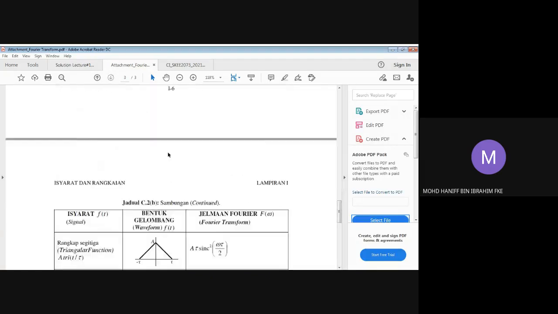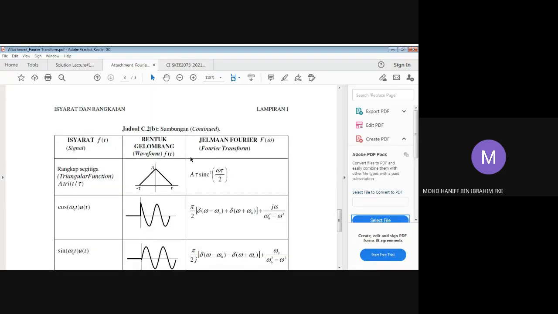We refer to page number 3. This is the case where we have a triangular function with amplitude A and duration from negative tau to positive tau. The equation for this triangular function is given by A triangular(t over tau). Its respective Fourier transform will simply be A tau sinc squared(omega tau over 2).